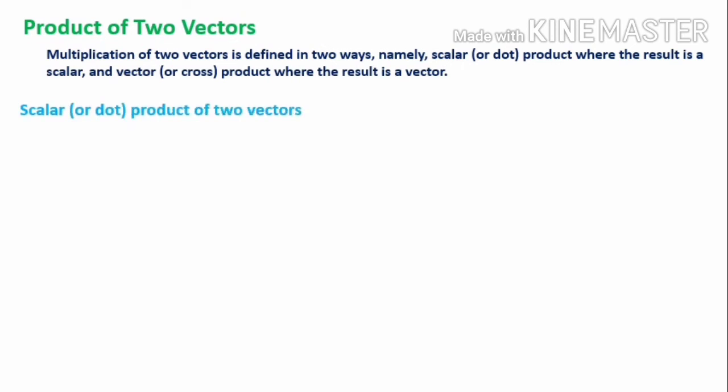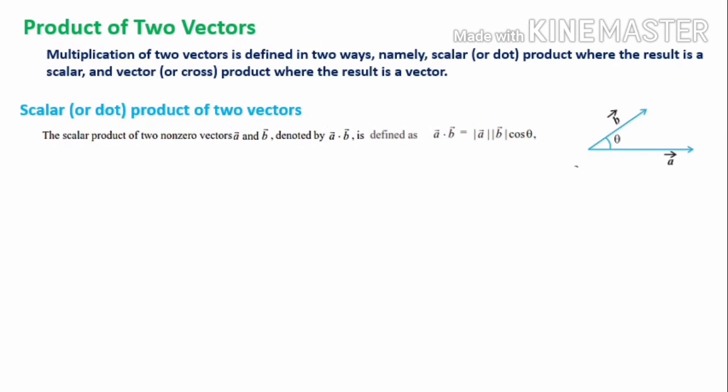First of all, let's discuss scalar or dot product of two vectors. The scalar product of two non-zero vectors, vector A and vector B, denoted by A dot B, is defined as vector A dot vector B is equal to modulus of vector A into modulus of vector B cos theta. Simply, A dot B is equal to AB cos theta, where theta is the angle between the two vectors A and B.